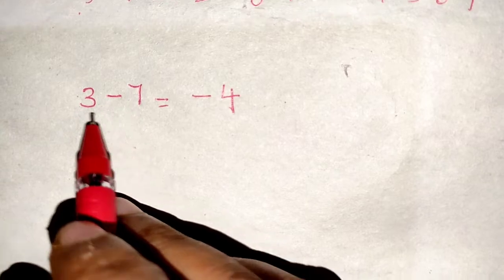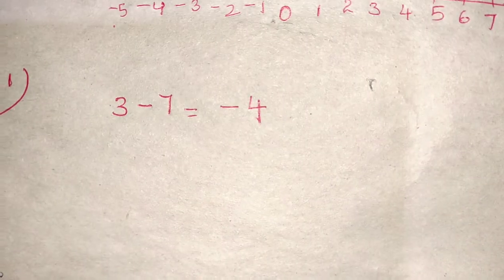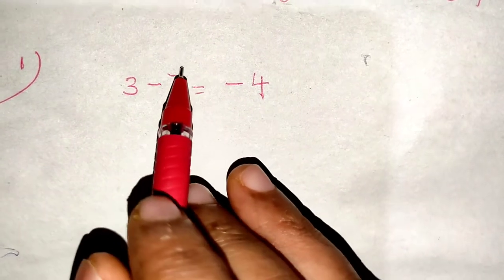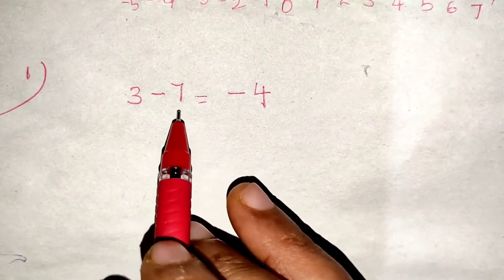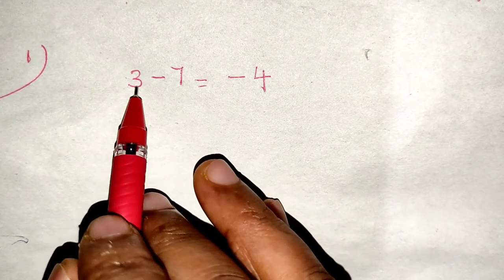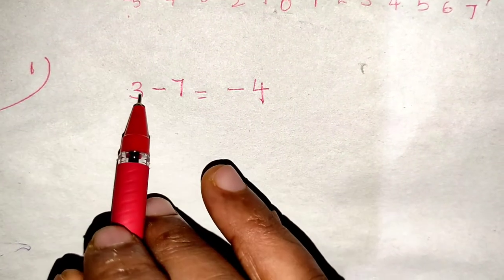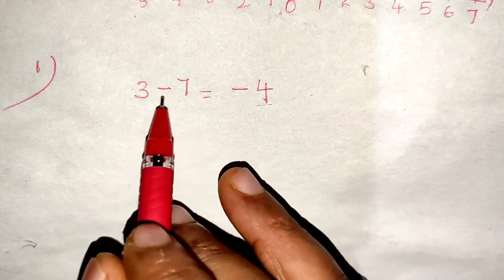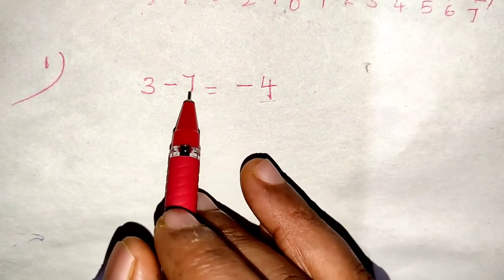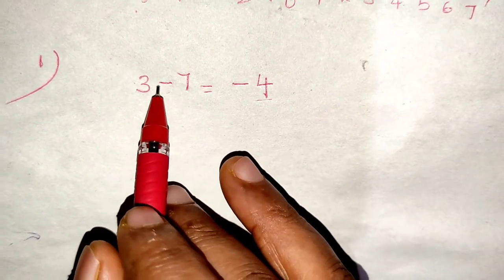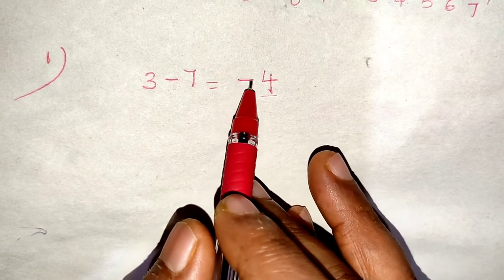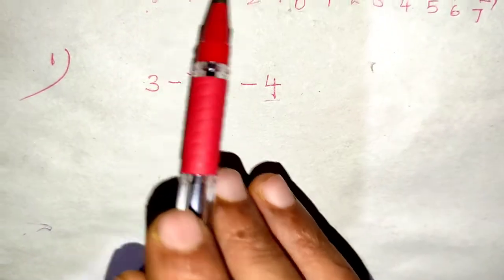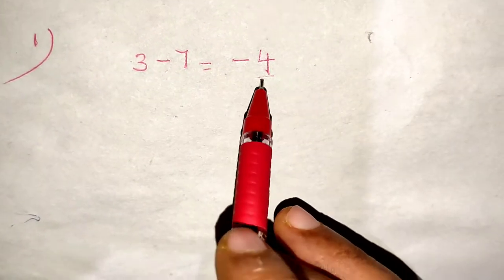Then is there any easy way to find the answer to 3 minus 7? Here in 3 and 7, which one is bigger? The bigger one is 7. So 7 minus 3. Find the difference of the smaller and the larger. That is 7 minus 3 is 4. And which sign is before this larger number? That is negative. Put that negative sign here. So using the number line we find 3 minus 7 is equal to negative 4.